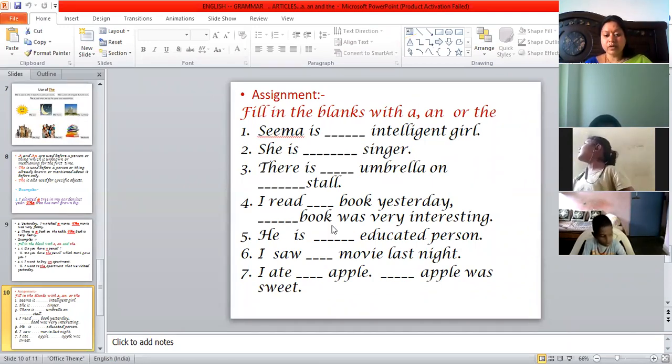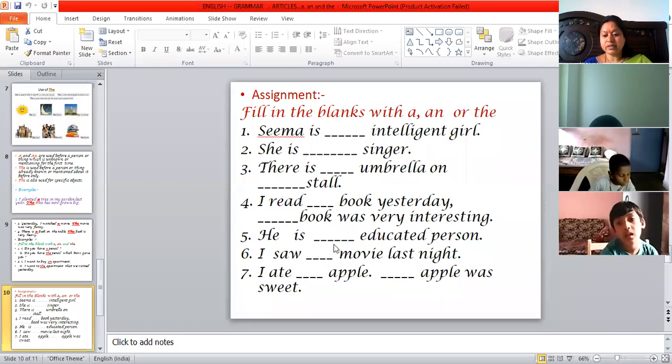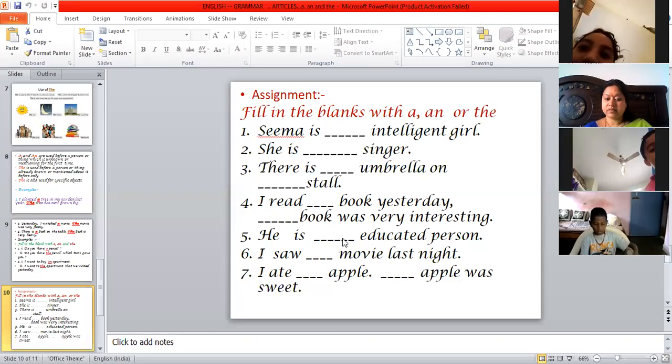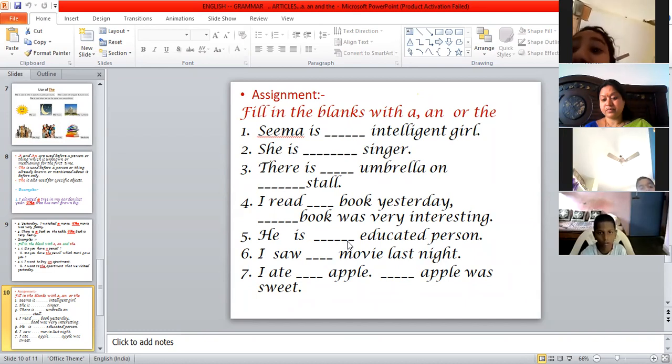Yes, now tell me. He is dash educated person. So what should you write here? Educated. You see, with what letter is it? An educated person. Yes, it's starting with a vowel. So you have to write an. So he is an educated person.